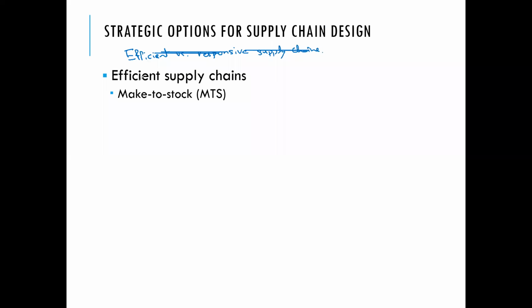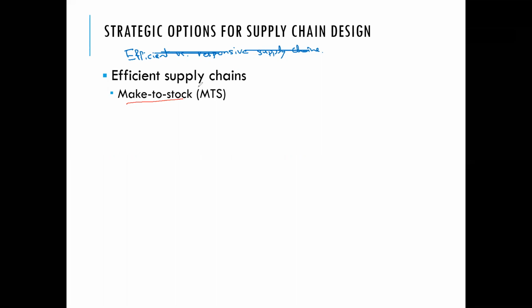Now, generally, when we talk about efficient supply chains, the products that correspond to efficient supply chains, or if I use different words, efficient supply chains are generally for those products that are make to stock. Now, what do we mean by make to stock products? As the name indicates, make to stock means that the products are made to stock, or the products are made to store. Most of the products that we deal with in our everyday lives are make to stock products.